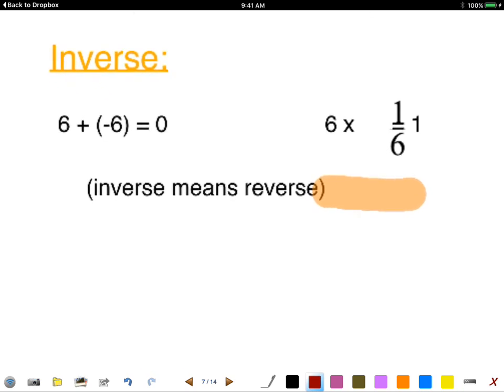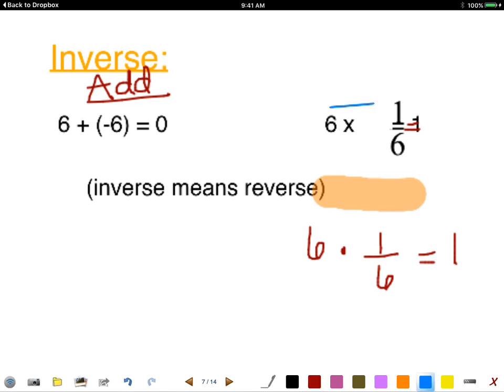Okay. The inverse. 6 plus -6, the inverse of 6 is -6, gives you 0. That's how you get 0 using the inverse. That's the addition. And this should have an equal sign right here. It's kind of hard to see. This should say 6 times 1/6 equals 1. That's the multiplication. This is the multiplication example.